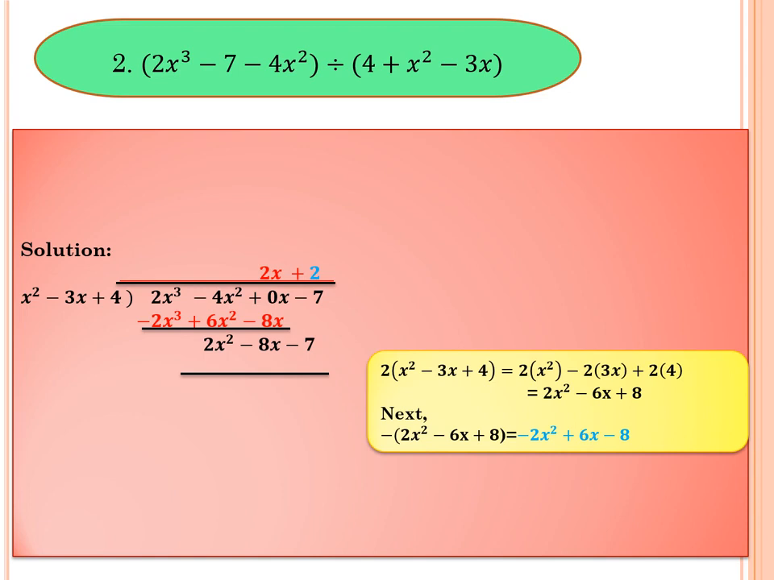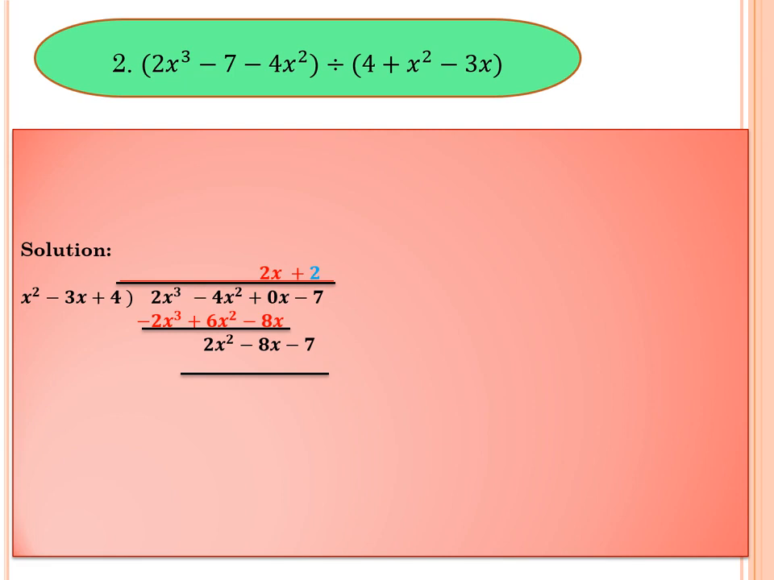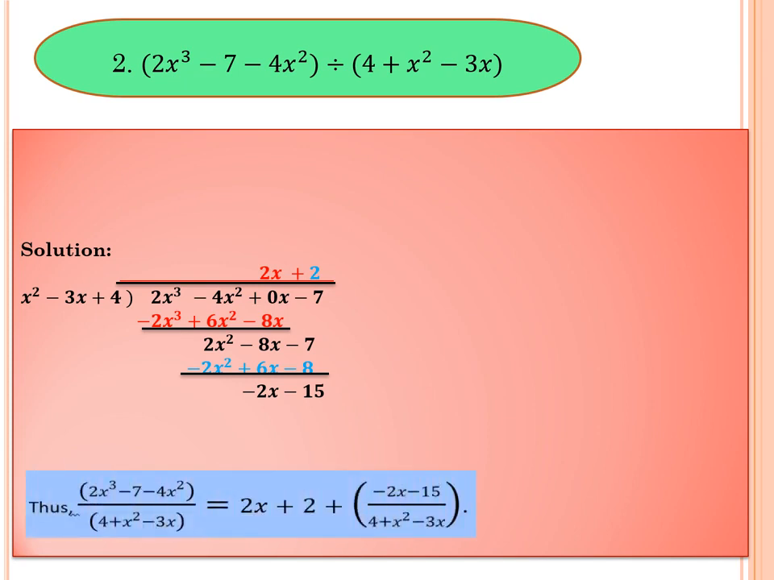So, 2 times x squared minus 3x plus 4 gives us 2x squared minus 6x plus 8. Okay? So, again, ito namang product natin, i-change naman natin ang sign, no? So, that's why we will have negative 2x squared plus 6x minus 8. And this would be our next subtrahend. Then, adding this one, we'll get negative 2x minus 15. So, our final answer would be this one.